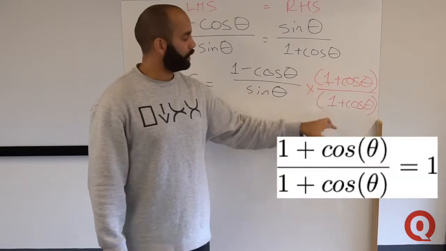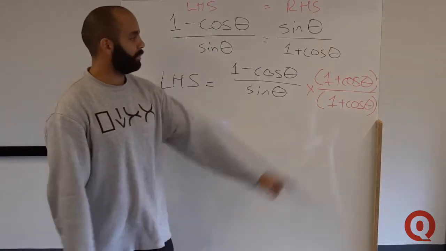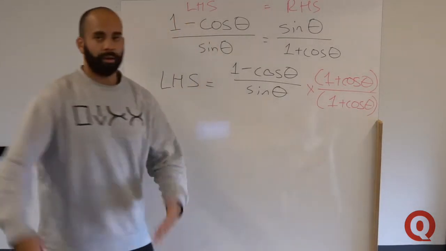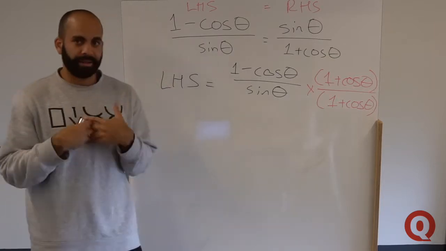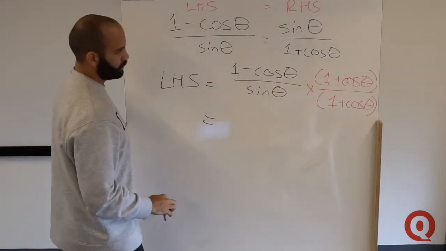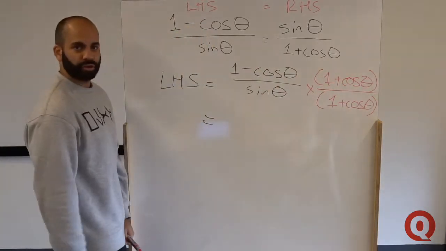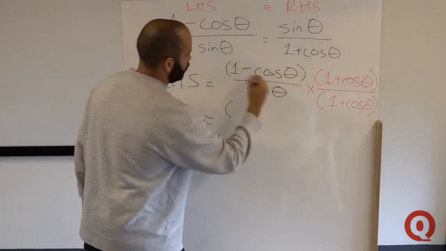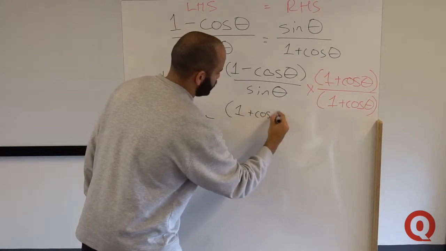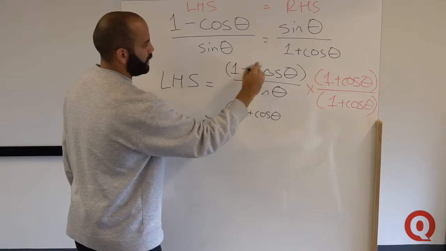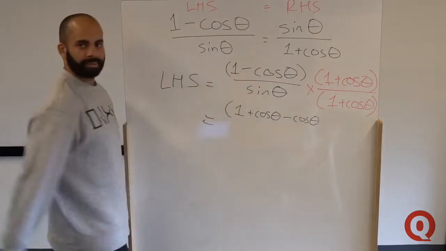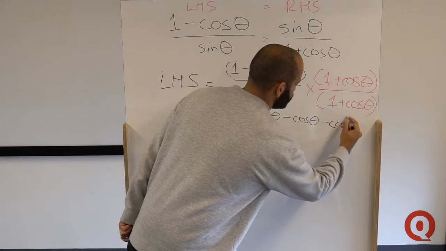Because remember, 1 plus cos theta over 1 plus cos theta is 1, which is the same as 10 over 10, which is the same as theta over theta. You are just multiplying this term by 1. So you're not actually adding anything or minus anything, you're just multiplying by 1. So what would the result be for multiplying this? Well, you know that is the difference of two squares. So you're going to have 1 times 1, which is going to give you 1. 1 times cos theta, which is going to give you cos theta. You're going to have minus cos theta times 1. So you're going to have 1 minus cos theta, and negative cos theta times cos theta is negative cos squared theta.